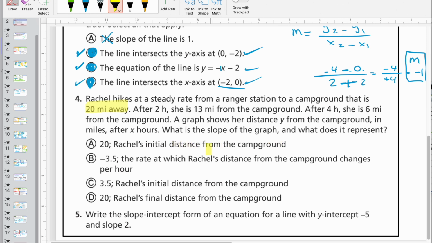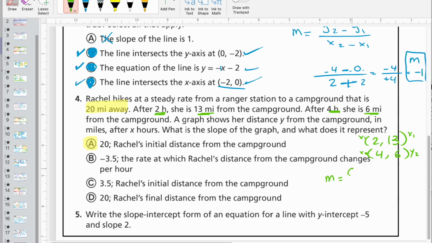Initial distance. Yes, that's correct. Second, after 2 hours, she still has 13 miles. This is a point, (2, 13). After 4 hours, she has 6 miles. This is another point, (4, 6). Use them as x1, y1, x2, y2 and find the m.